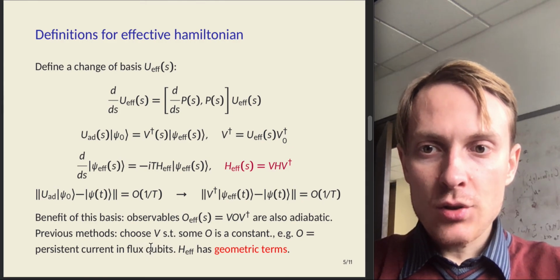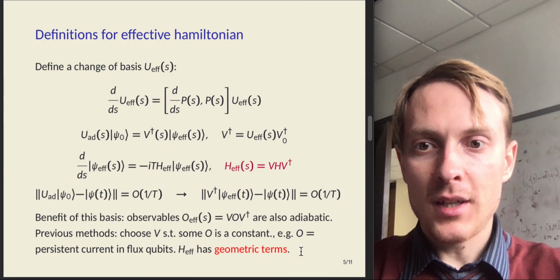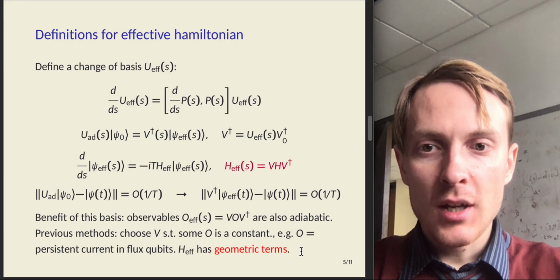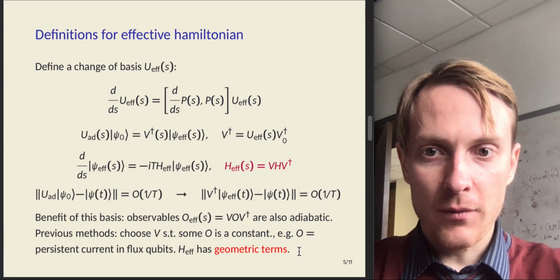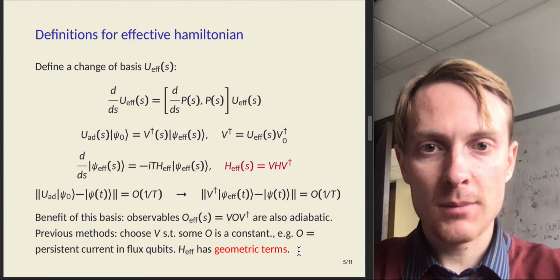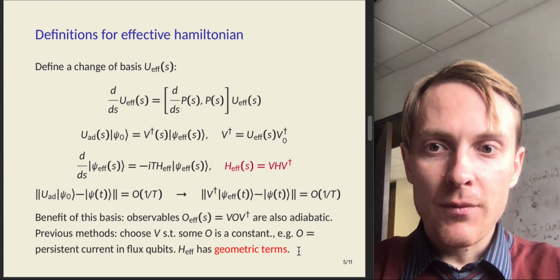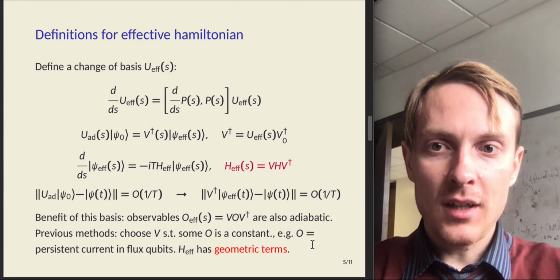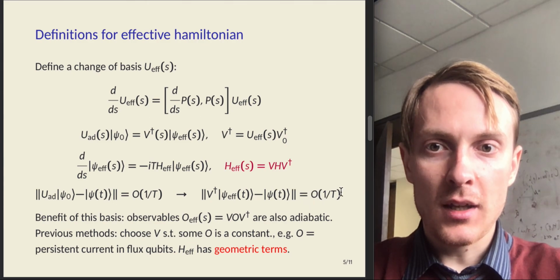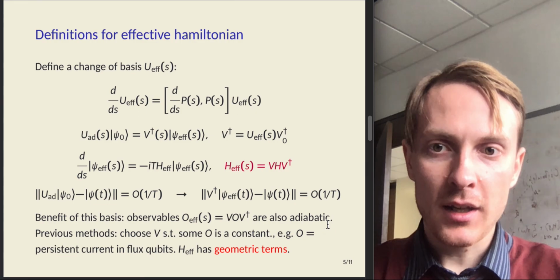For example, they chose persistent current in flux qubits. The problem with that choice is that it will give slightly different bases, and strictly speaking, the H effective in that basis will have geometric terms, which is very counterintuitive from the experimental point of view, because then H effective will have a deformed spectrum that doesn't exactly match the original spectrum. And if we throw away those geometric terms, then the error of the evolution may actually be big, even in the adiabatic limit, because this bound doesn't apply.